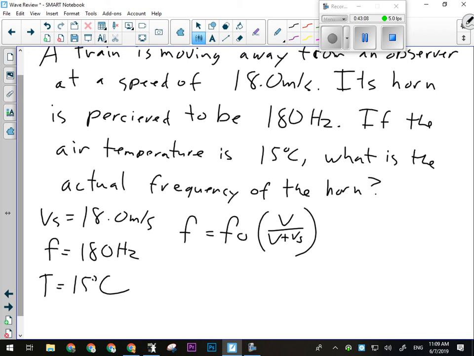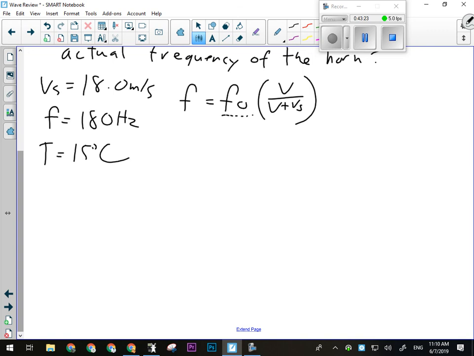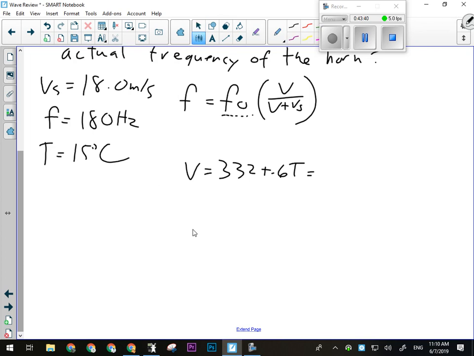If I'm going to calculate the actual frequency of the horn, FO, what do I need? I need the speed of sound. And I don't have it. But I can calculate it because I was told the temperature of the air. So I would have V equals 332 plus 0.6 times the temperature. So for this question, that will be 341 meters per second as our speed of sound.